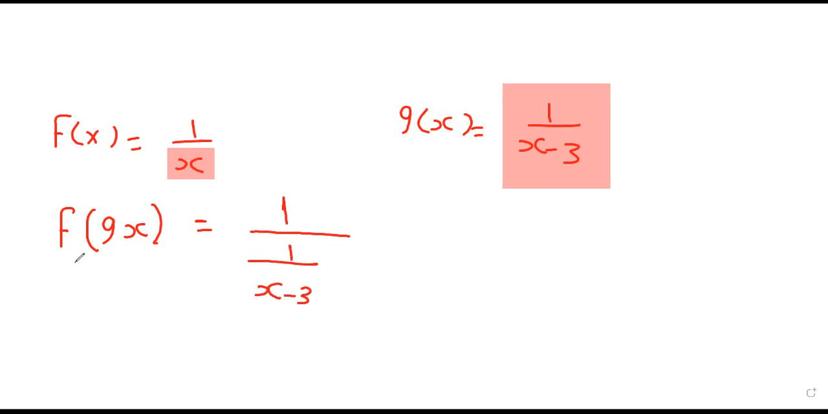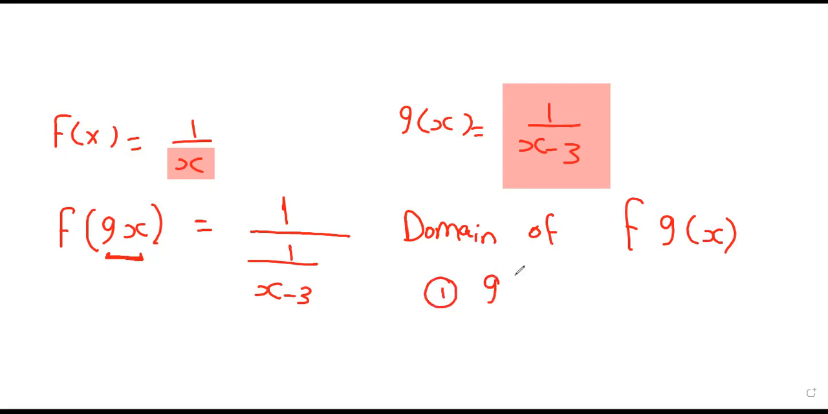What about the domain of this function? So firstly, the domain of g of x. What is the domain of g of x? The domain of g of x is x different from 3, because of x minus 3. And what about the domain of f of g of x? To find the domain of f of g of x, step number 1, find the domain of g of x. Step number 2, find the domain of f of g of x.